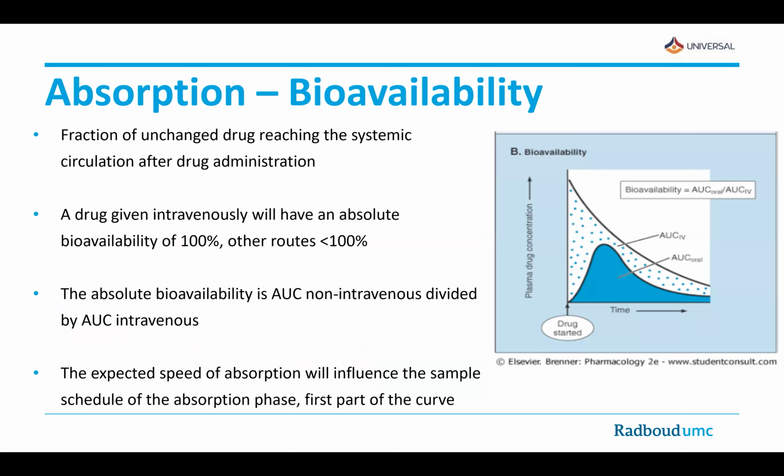So if a drug is absorbed into the body, for example, after oral administration, some of it can already get lost before entering the bloodstream. So only a fraction of the drugs that is taken will become available for action. We call this the bioavailability of a drug. So it is the fraction of unchanged drug reaching the systemic circulation, so the bloodstream, after the drug is administered.